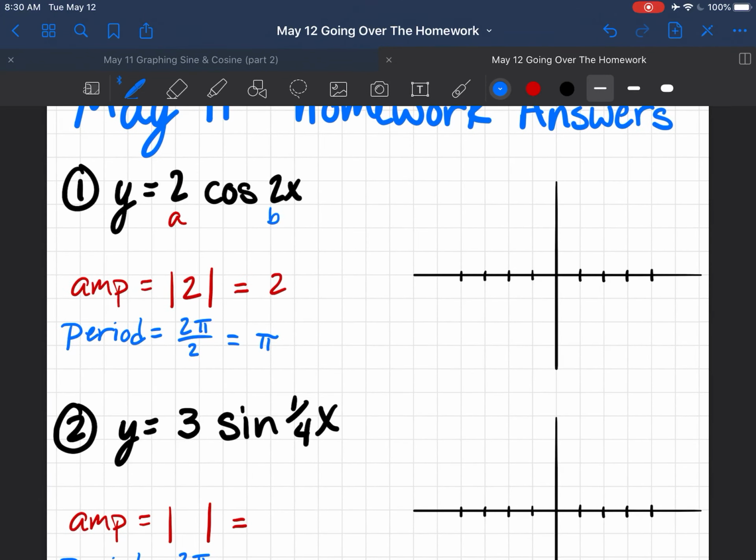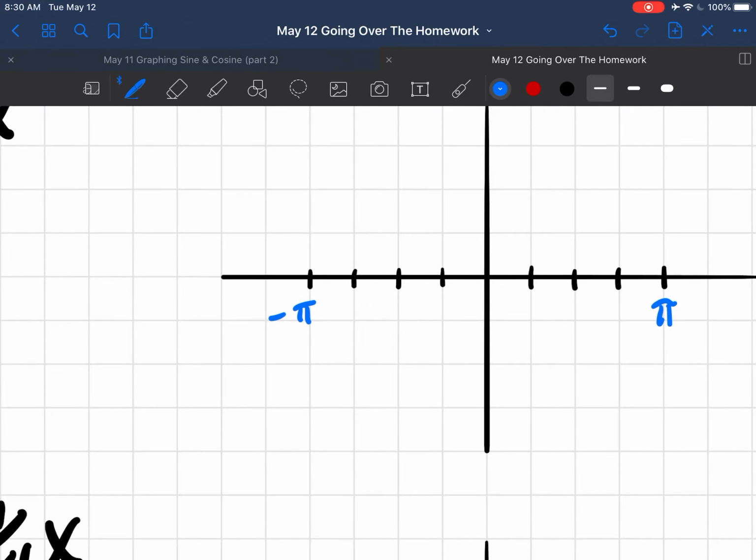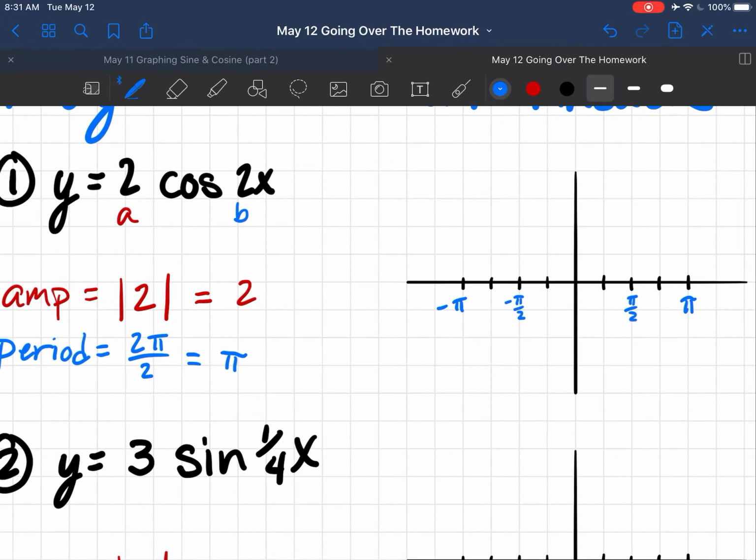Okay, so then the period is what goes on the end, so this is going to be pi on one end and negative pi on the other end. Then do the halfway point. What's halfway between 0 and 1 pi is going to be half pi. So I'm going to write 1/2 pi right here, so pi over 2. Same thing over here, negative pi over 2. And then the amplitude was 2, so my graph is going to go all the way up to 2 and down to negative 2.